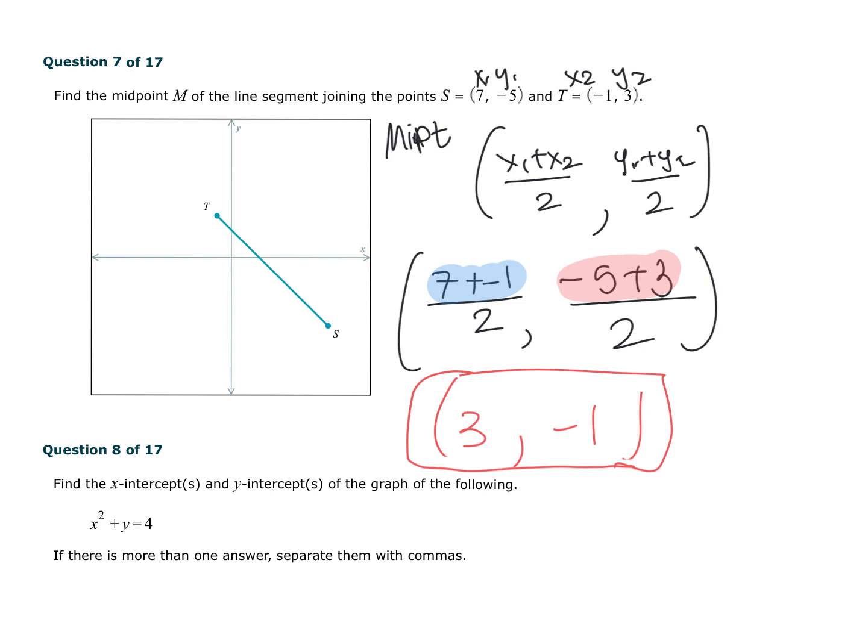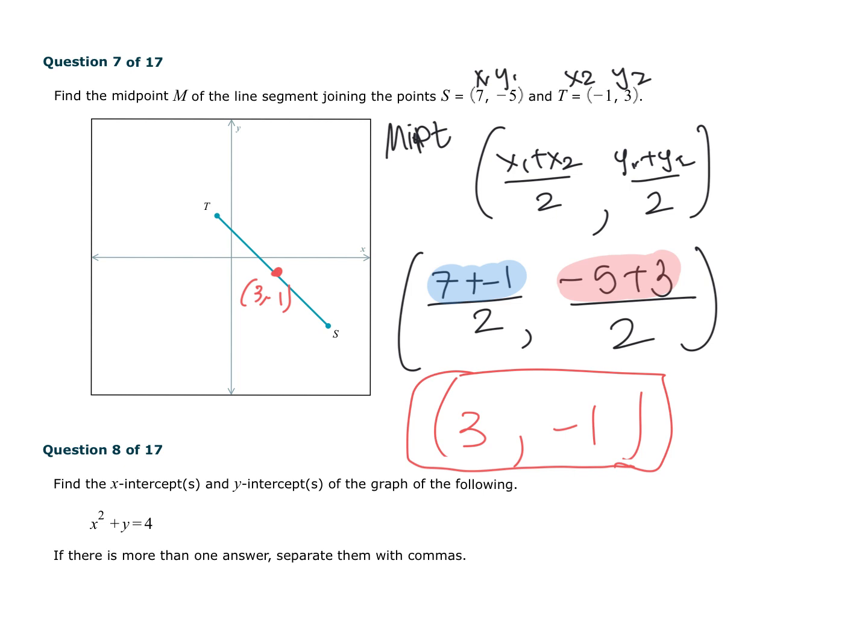Let me show you what that means graphically. So if you go to your graph, that would mean at 3, -1, which would be probably about right here, would be the middle of that segment. So you're just finding the middle of the segment. You add the x's together, divide by 2, add the y's together, divide by 2. When I add the x's together and divide by 2, that gives me the x coordinate. When I add the y's together and divide by 2, that's going to give me the y coordinate.